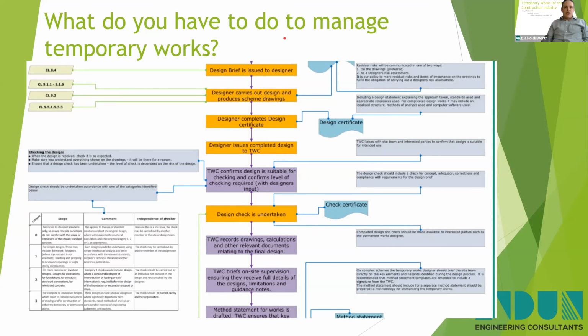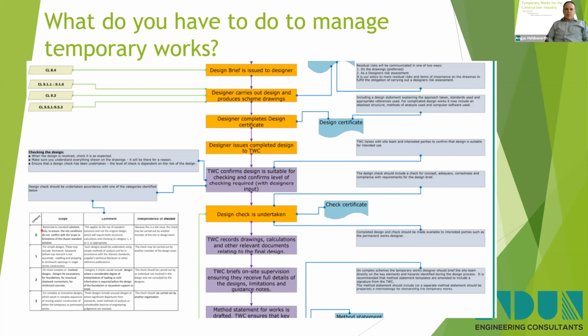So then we have the design check. So design check, you've got category 0, 1, 2, 3. 0 the least onerous, Cat 3 being the most onerous. For Cat 2 and Cat 3, the checker should not be seeing the designer's calculations at all. In fact, calculations no longer form part of the design output according to BS 5975:2019.